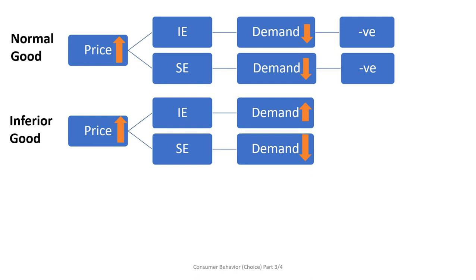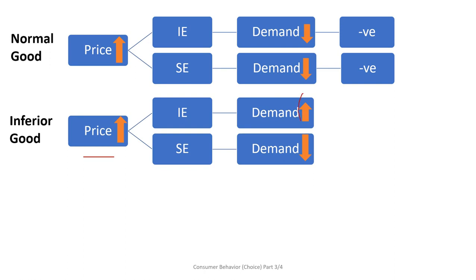Again, look at the direction of the arrow of change in demand due to income effect because of change in price. These are in the same direction. That means the income effect of a change in price in the case of inferior goods is positive, whereas the substitution effect of a change in price is negative.